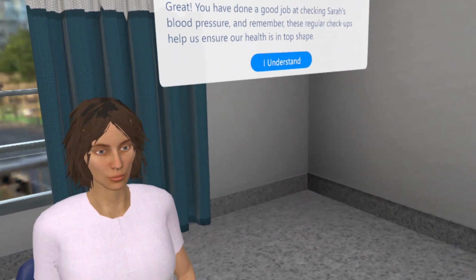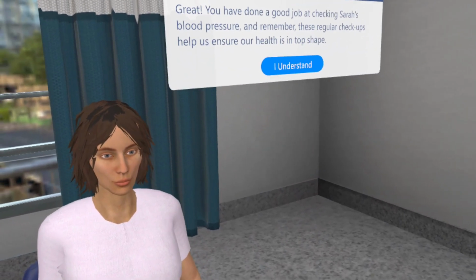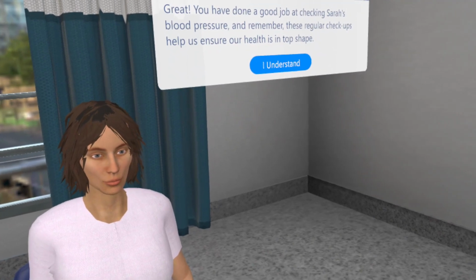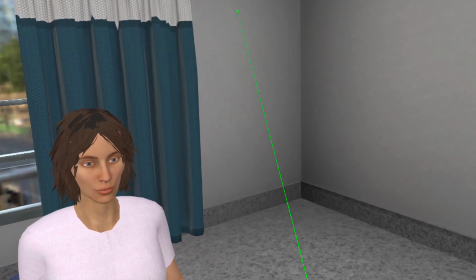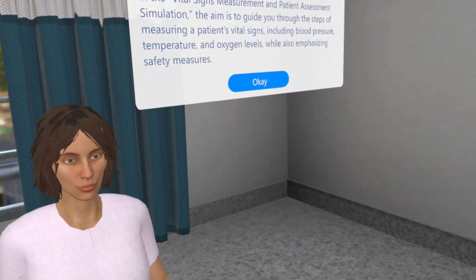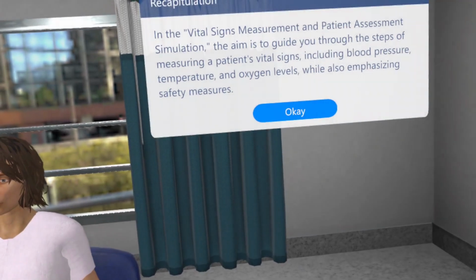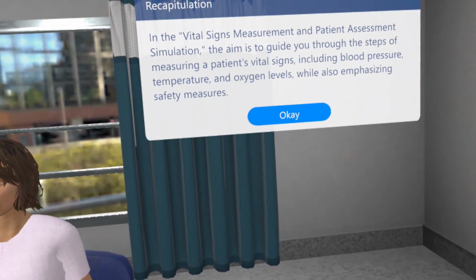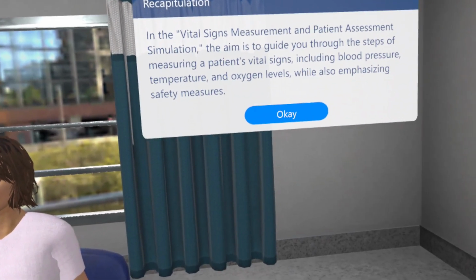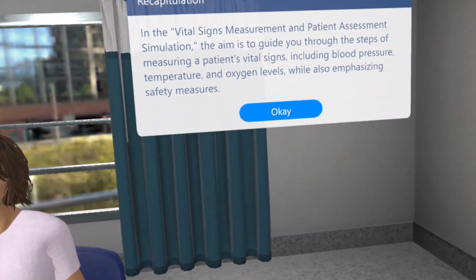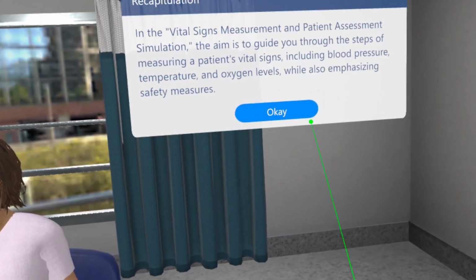Great. You have done a good job at checking Sarah's blood pressure, and remember, these regular checkups help us ensure our health is in top shape. In the vital signs measurement and patient assessment simulation, the aim is to guide you through the steps of measuring a patient's vital signs, including blood pressure, temperature, and oxygen levels, while also emphasizing safety measures.